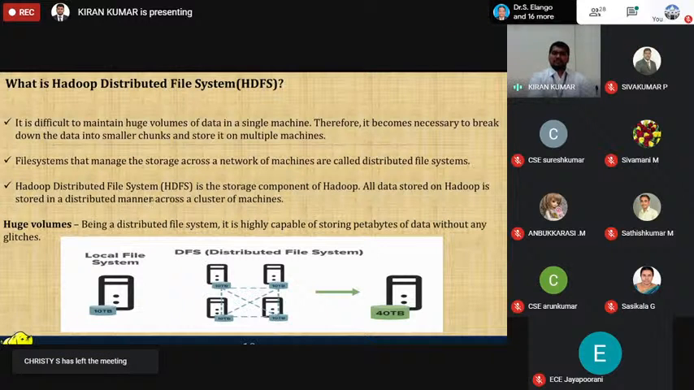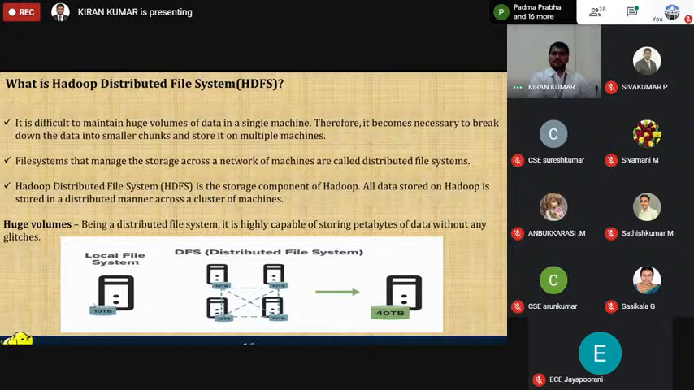And the Hadoop Distributed File System is a storage component of Hadoop. As I told, HDFS is going to address the storage part. So it is a component of Hadoop. All data stored on Hadoop is stored in a distributed manner. This is just a small example I have given here.